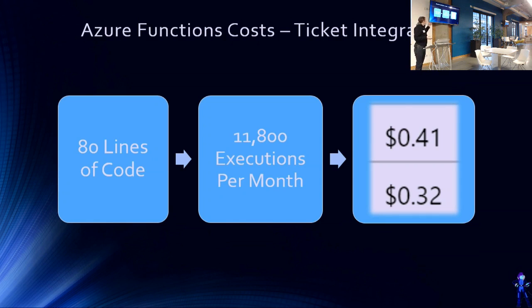So in production, it does about 12,000 executions per month. That's 12,000 tickets that get created here, show up here, pass through, go out the other side. Average execution time is about 400 milliseconds.